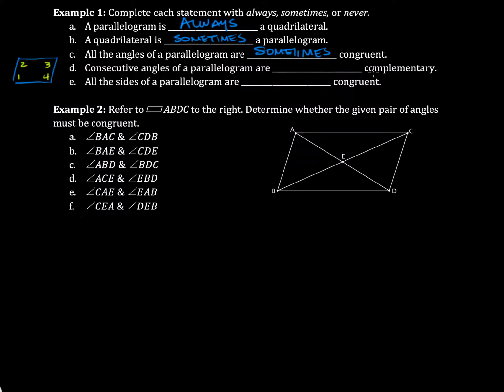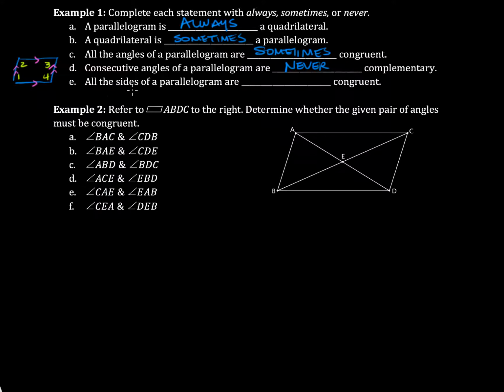Well, it's asking about whether or not they're complementary to each other. Well, if this is a parallelogram, I know that I have some parallel lines, right? And each one of those pairs that I just named, 1 and 2, 2 and 3, 3 and 4, 4 and 1, actually form same side interior angles for those parallel lines. And we know that when lines are parallel, same side interior angles are always supplementary, which means they add up to 180. So we can say here they're never going to be complementary. They'll never add up to 90. What they'll do is they will always add up to 180.